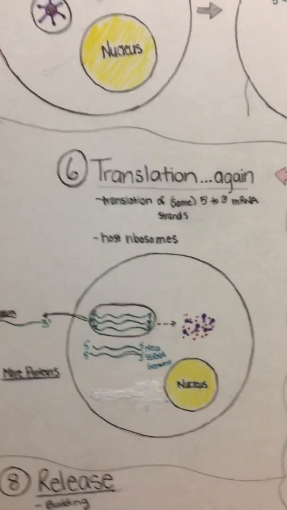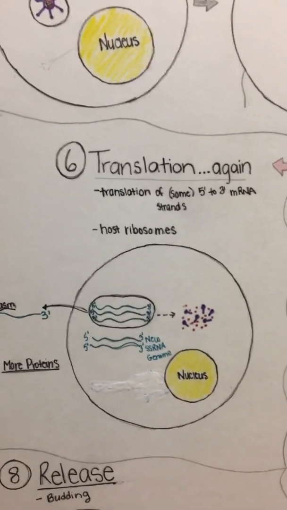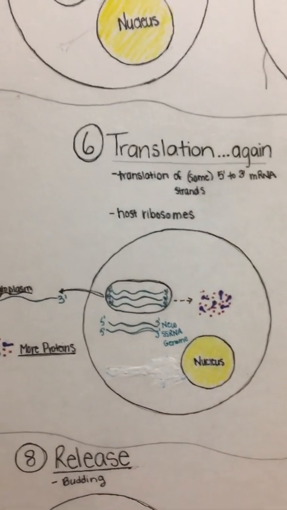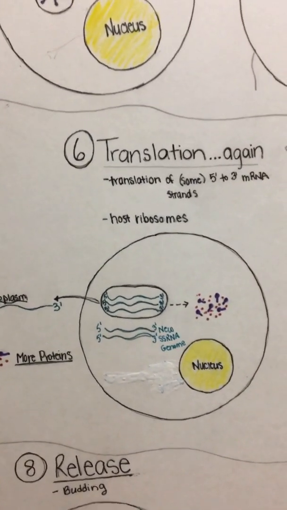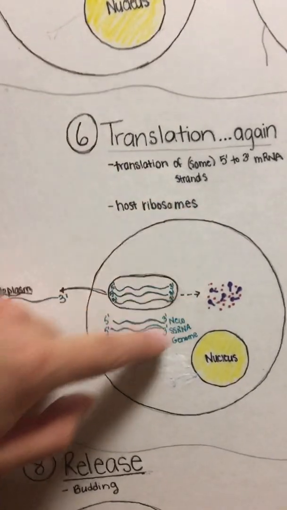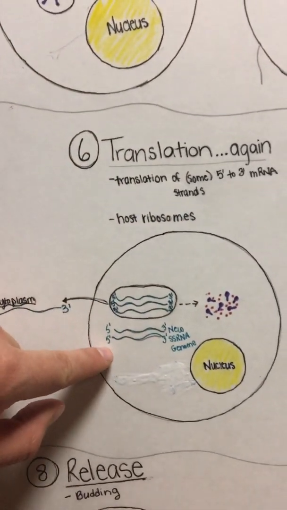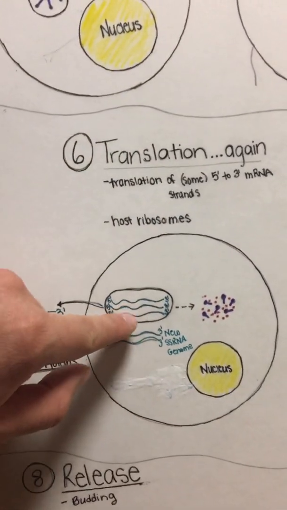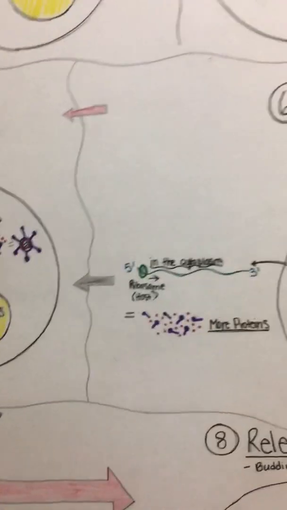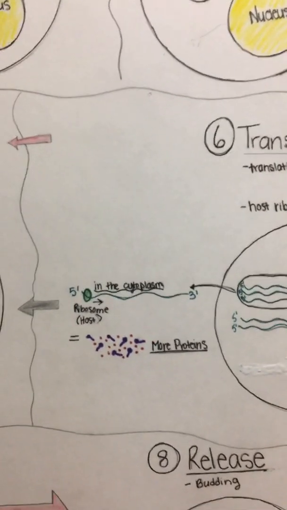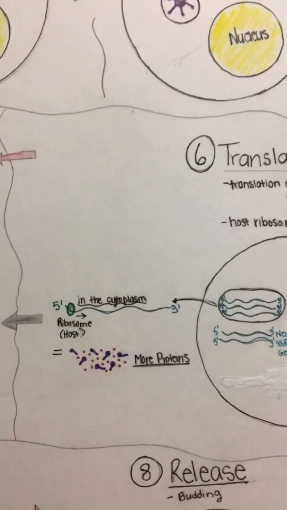So for step 6, I have translation again. Instead of making rDRP this time, we are going to be making proteins that we need in order to make the new viruses. These ones I don't have circled because these I have used as the genome, and then these 3 I have used for protein making. So this still occurs in the cytoplasm. All of this occurs in the cytoplasm.